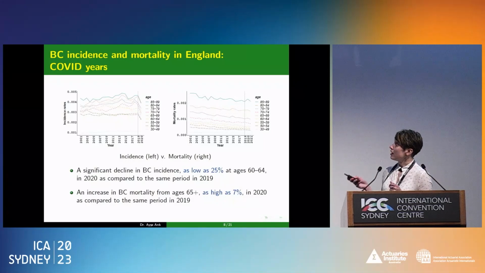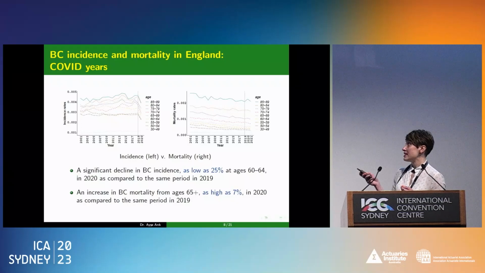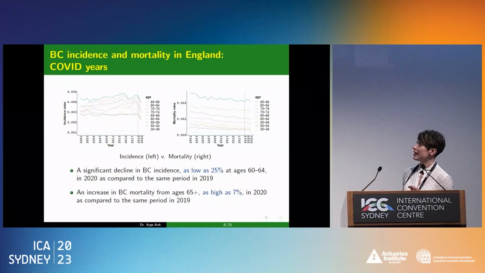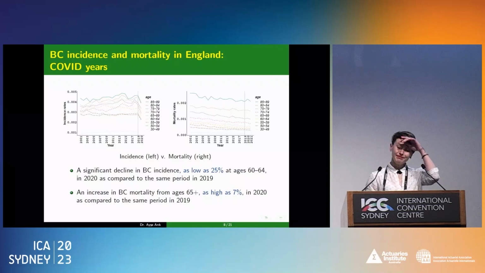Now, if you look at the mortality data in parallel, we see a steady decrease at different age groups. And after 2019, in the last 2 consecutive years, we see some increases in breast cancer mortality as compared to, again, the same period in 2019. And this can be as high as 7% from age 65 onwards. Now, because the impact in 2020 and 2021 is observable for older age groups, we quantified the impact from age 65 onwards.